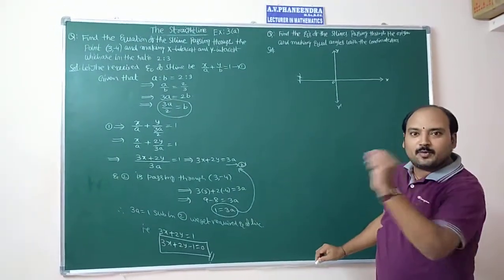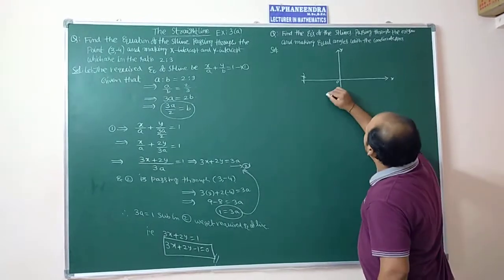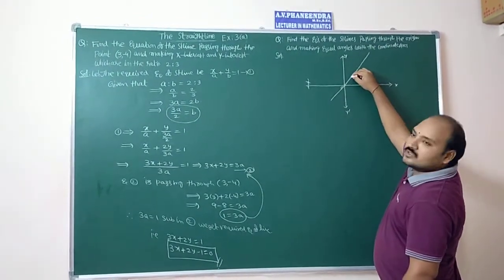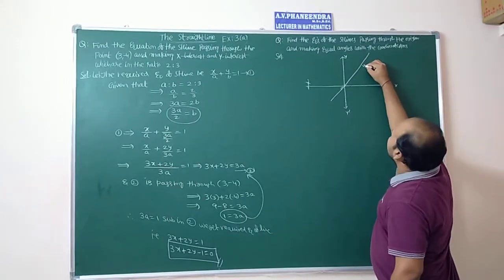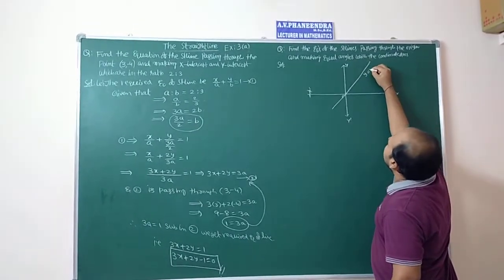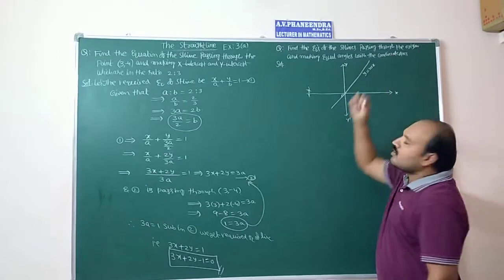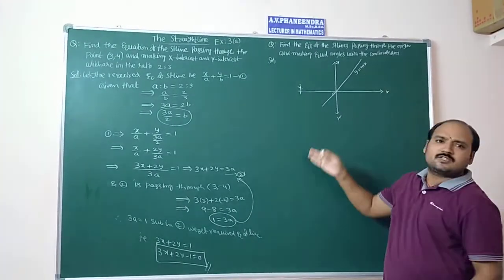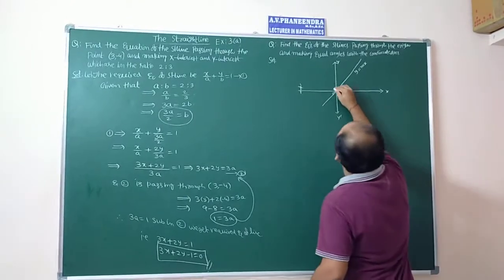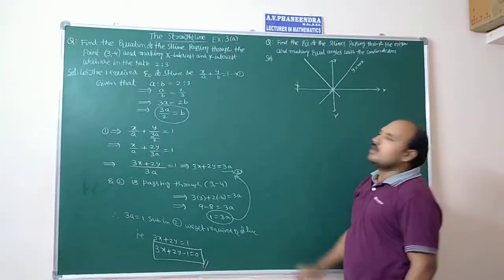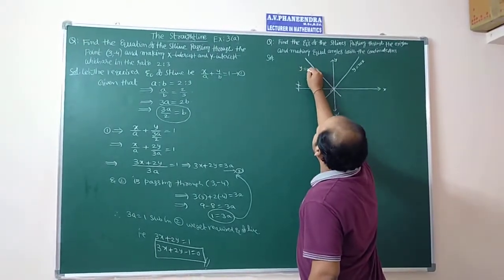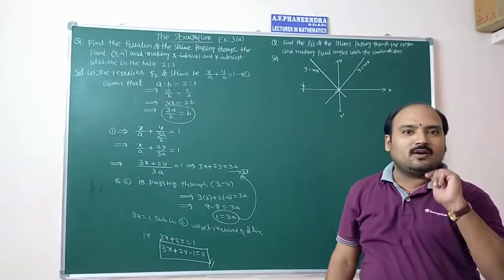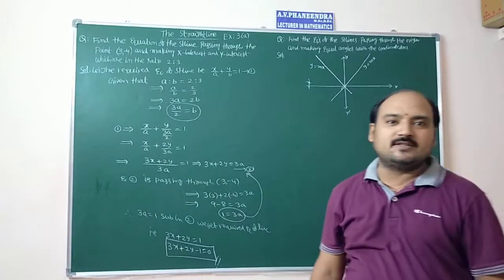The equation of line passing through the origin and making equal angle with the coordinate axes. If we take the equation of a line which is passing through the origin, that equation is always of the form y = mx. Not only like this, the equation may be like this also. This is also y = mx, making equal angle with the coordinate axes. But here, two cases will arise.